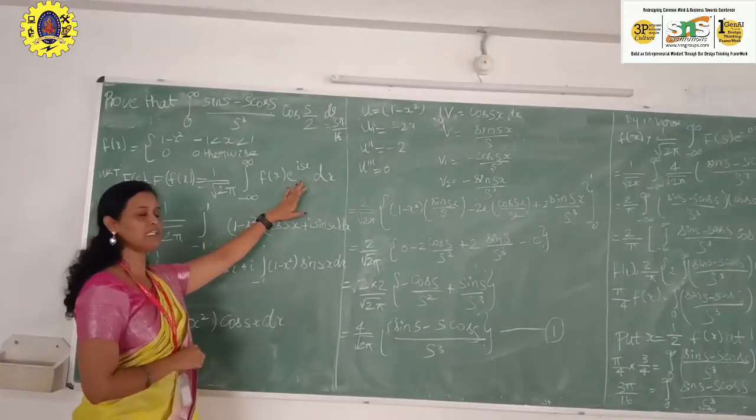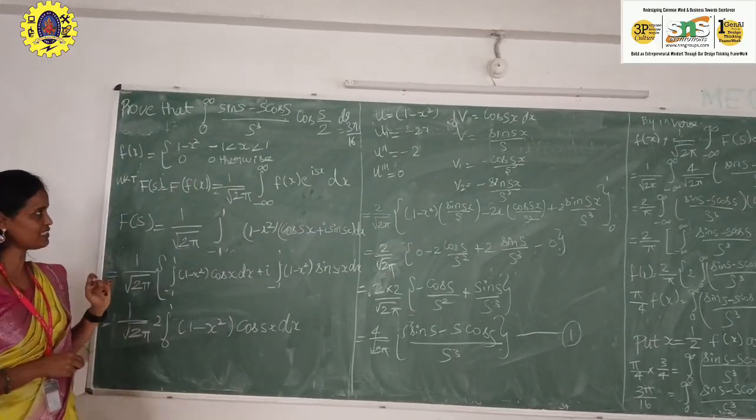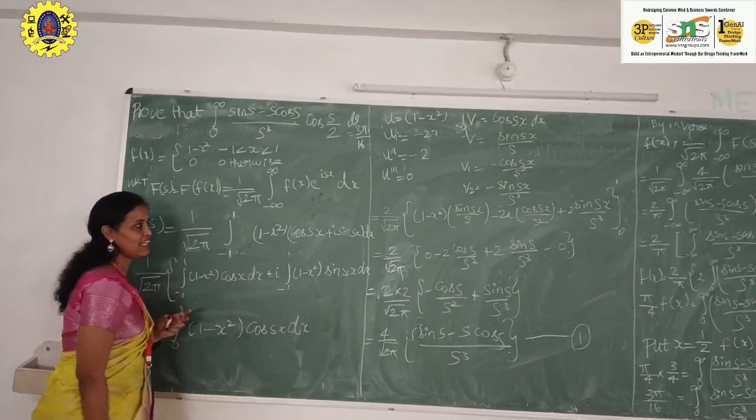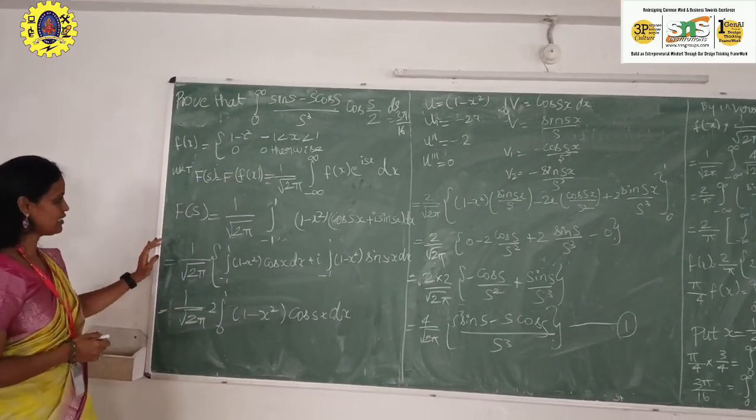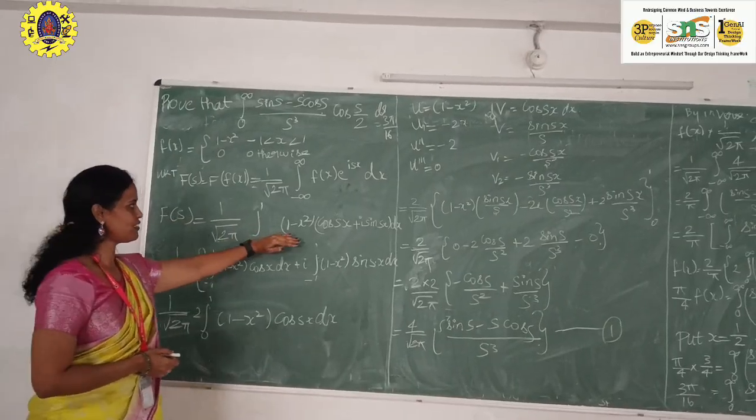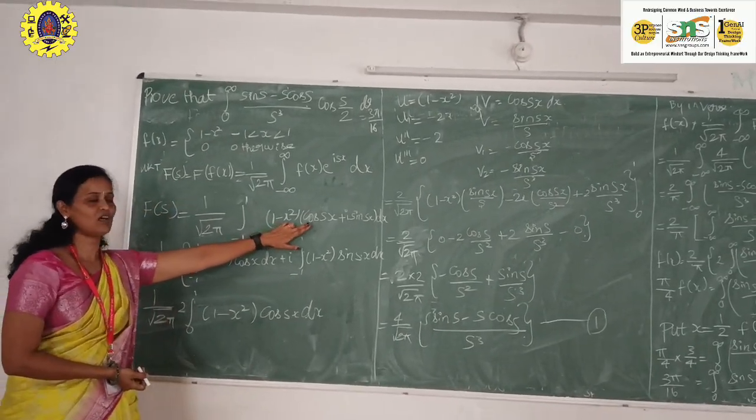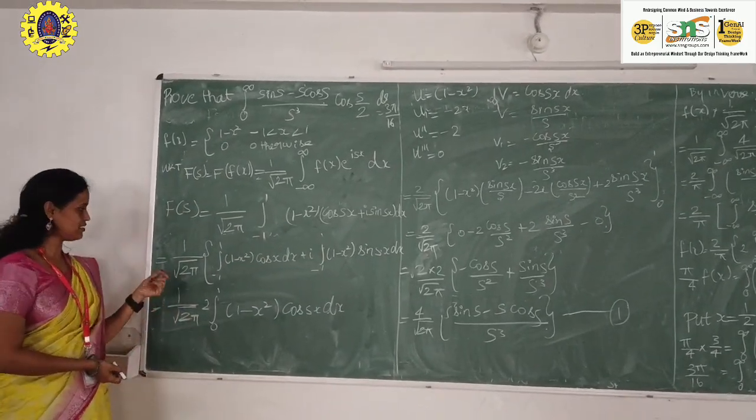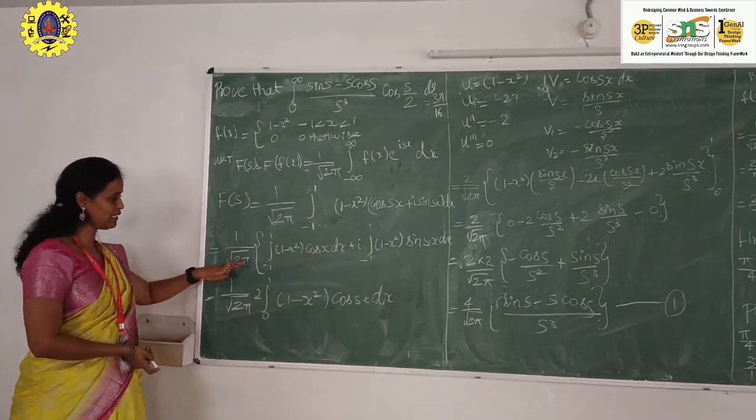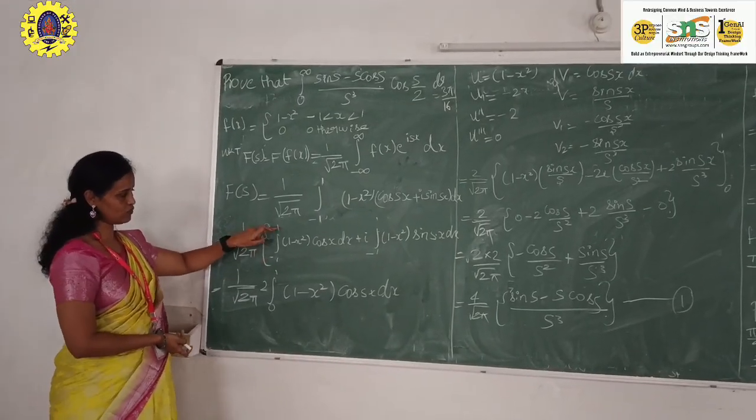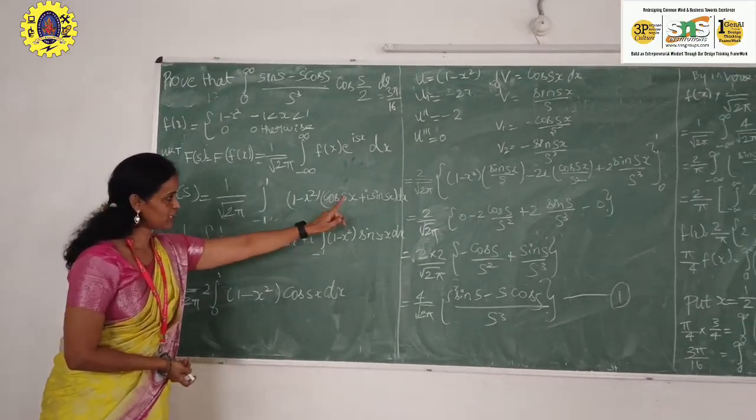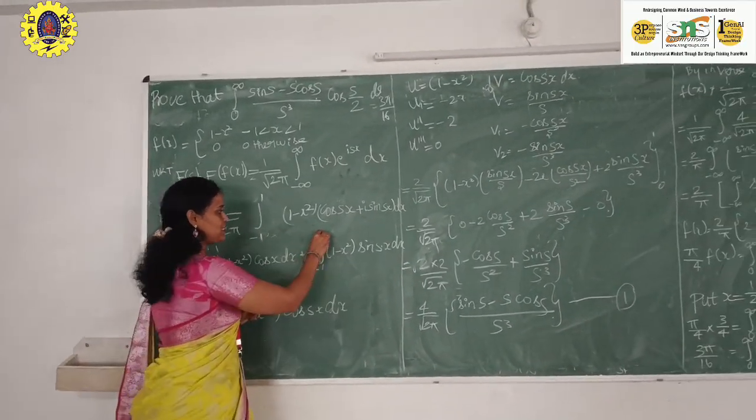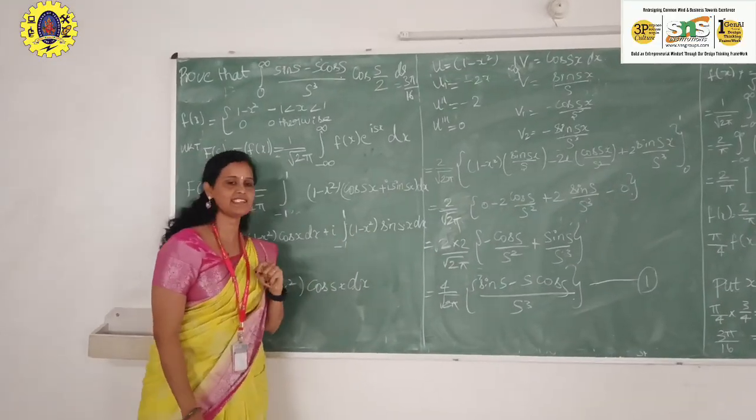So we know Euler's formula: e power i theta can be written as cos theta plus i sin theta. So likewise e power i sx can be written as cos sx plus i sin sx into dx. So next we are going to split up the two terms. First term is 1 minus x square into cos sx, plus second term i into 1 minus x square into sin sx. So here 1 divided by root 2 pi integral minus 1 to plus 1 of the first term plus, take i outside from the integral, i into integral minus 1 to plus 1 of 1 minus x square into sin sx dx, right?